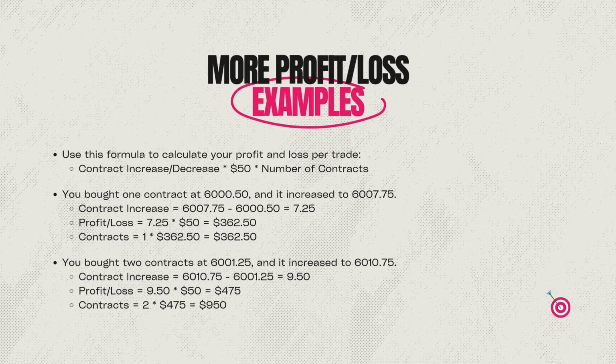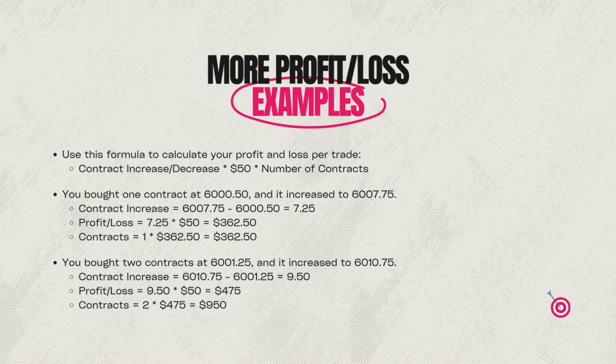You bought one contract at 6,050, and it increased to 6,057.75. First you do the increase. We subtract and look at the difference there. It gave us 7.25 points. Now we take that increase, 7.25 points, and multiply it by 50, and we get $362.50. Now you multiply that profit by how many contracts you had. We only had one, so our final total is $362.50 off of one contract.